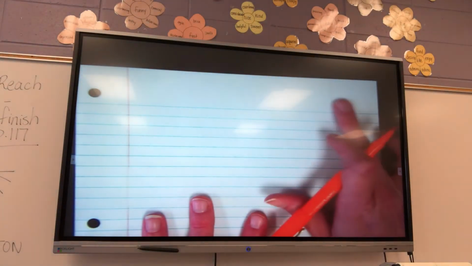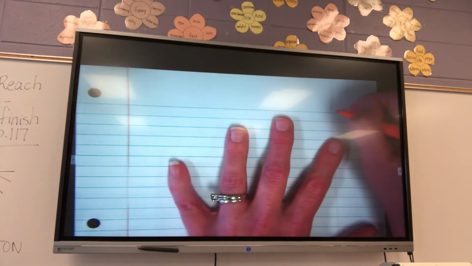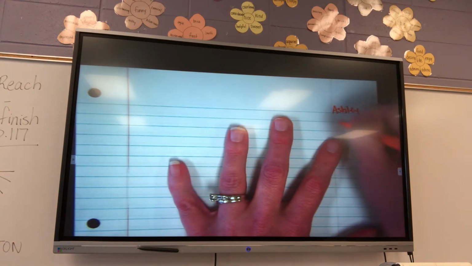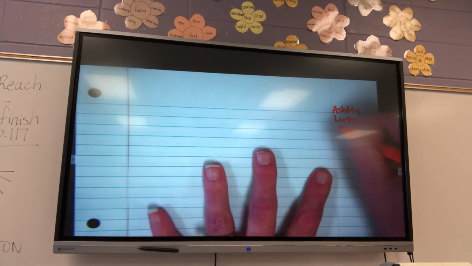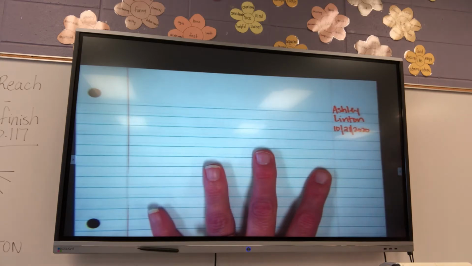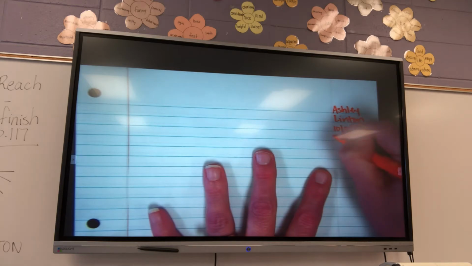So the first thing I'm going to do is put my heading on this paper. I'm going to start off in the top right margin, and I'm going to write my name. And I'm going to write today's date, which is 10/21/2020. And then I'm going to write the subject, which is writing.